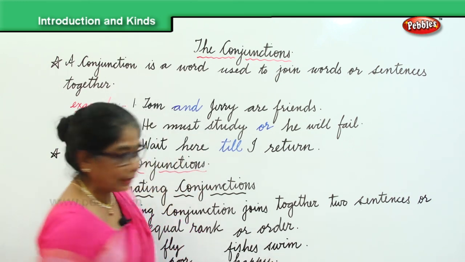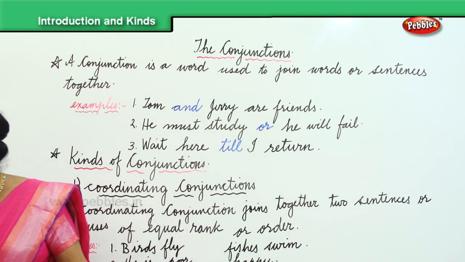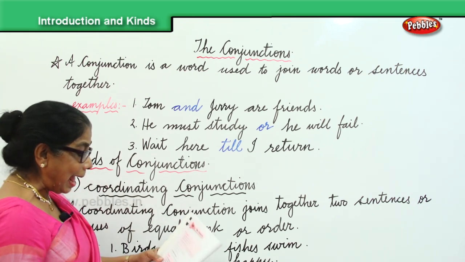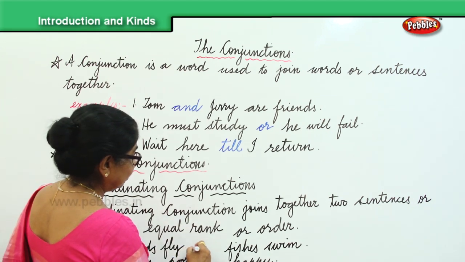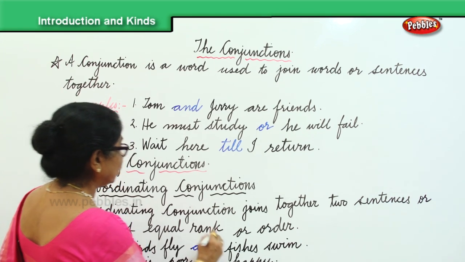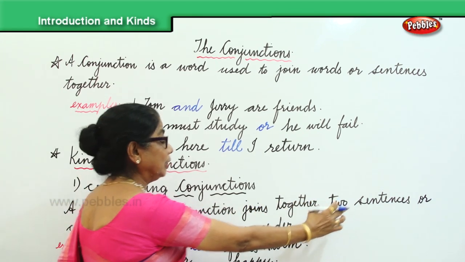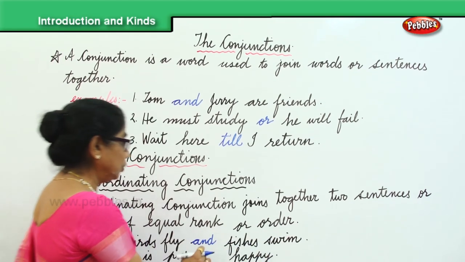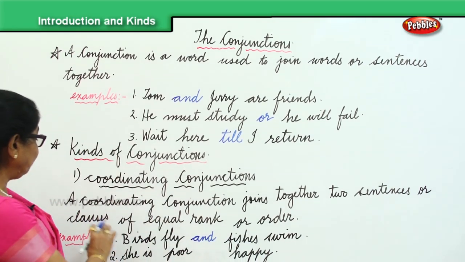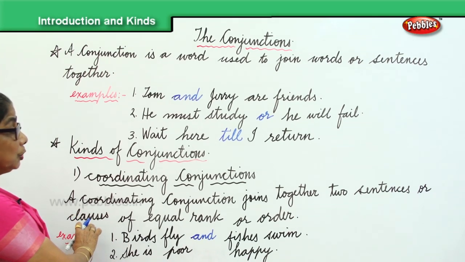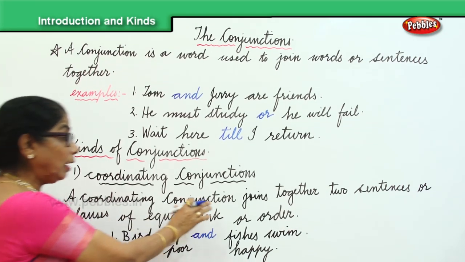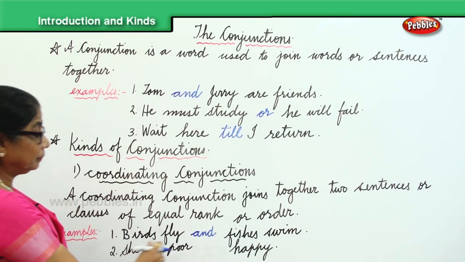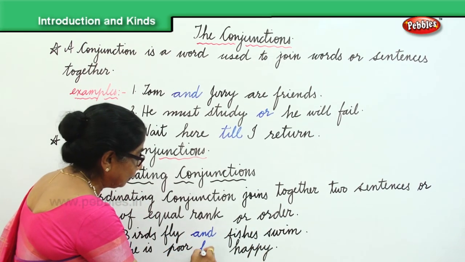Now let's look at the examples here. Here you have birds fly, and what did we say about the coordinating conjunction? It joins together two sentences. Birds fly, fishes swim. We joined the two sentences. It joined two sentences of equal rank or order. She is poor, but happy. But.